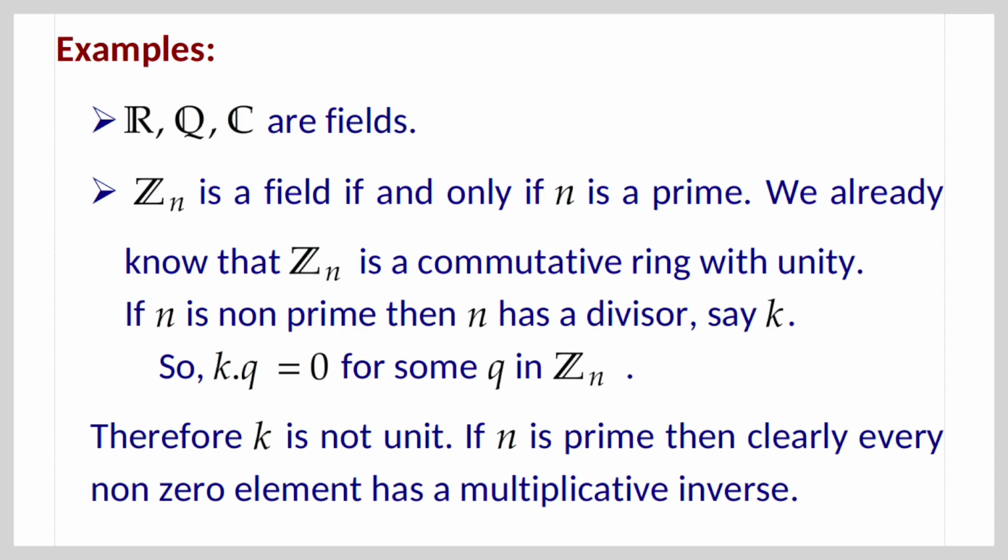We already know that Zn is a commutative ring with unity. If n is not prime, then n has a divisor, say k. So, k dot q equal to 0 for some non-zero q in Zn. Therefore, k is not a unit. If n is prime, then clearly every non-zero element has a multiplicative inverse.